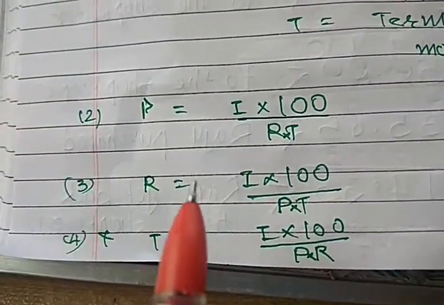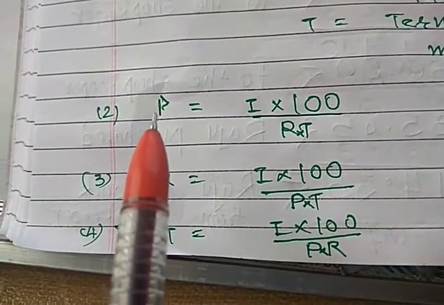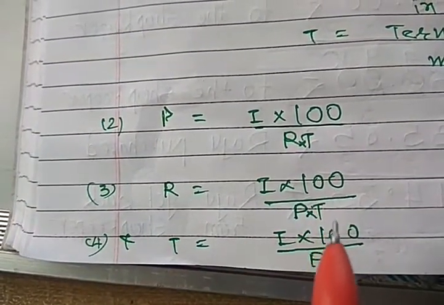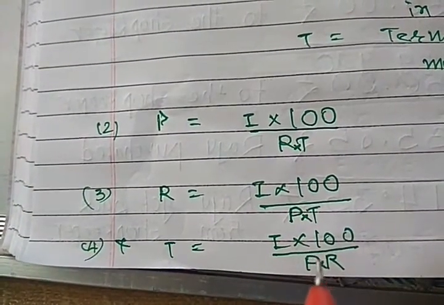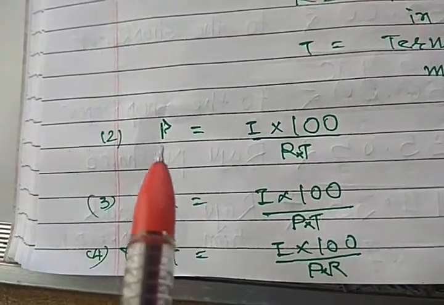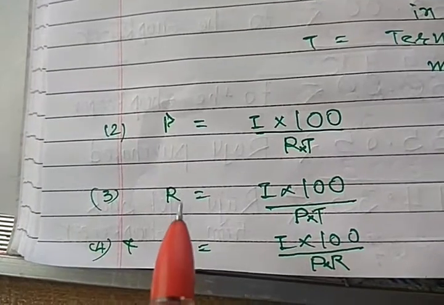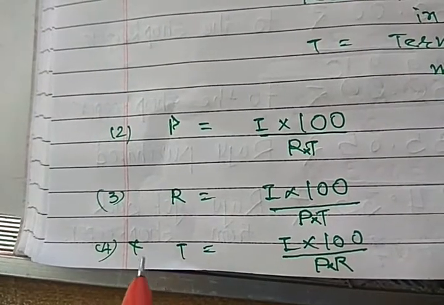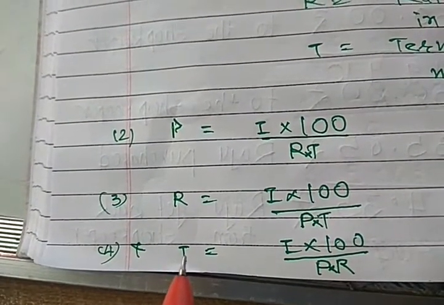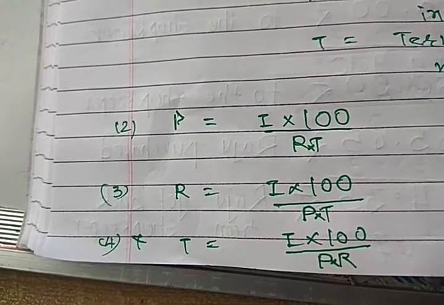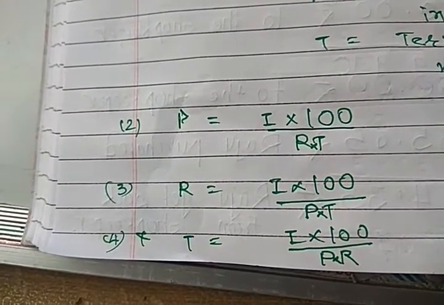When I equals PRT upon 100, therefore P is equal to I into 100 upon RT. R is equal to I into 100 upon PT, and T is equal to I into 100 upon PR. Correct? So remember this. Whenever you want to find the principal amount, use the second formula. Whenever you have to find the rate of interest, use the third formula. And whenever you have to find the term, use this formula. So with the simple interest formula you can find interest, principal amount, rate of interest and term.